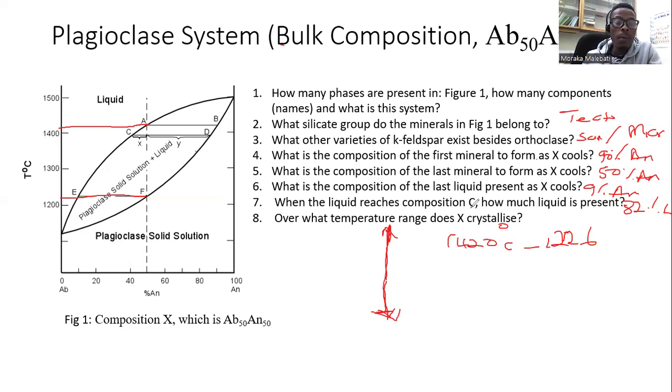So let me press my calculator. 1420 minus 1226 gives me somewhere around 206 degrees Celsius. So then A will crystallize over a range of 206 degrees Celsius.